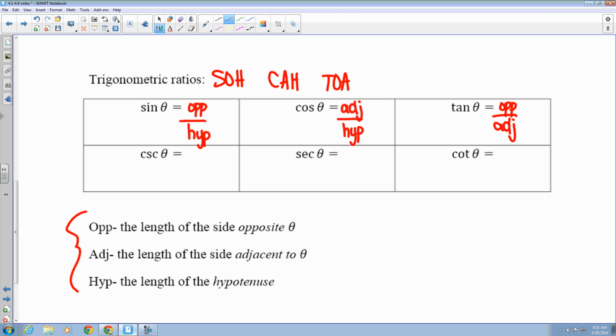The other 3 are all reciprocals of that, so hypotenuse over opposite for cosecant. Secant is hypotenuse over adjacent. And adjacent over opposite for cotangent.